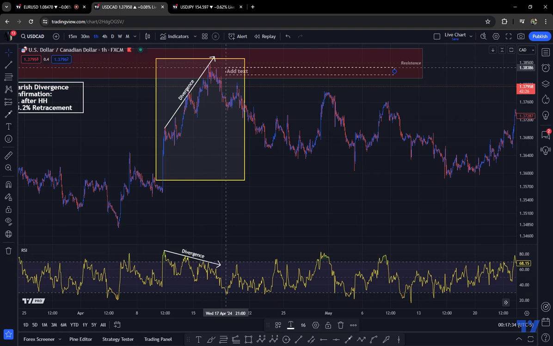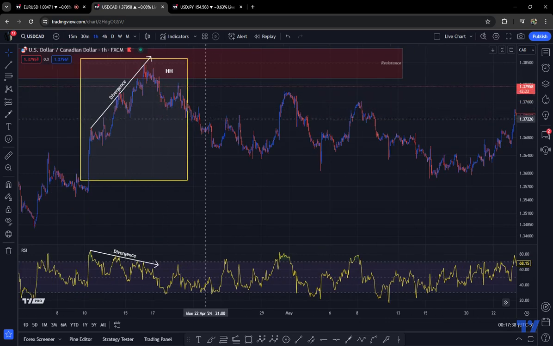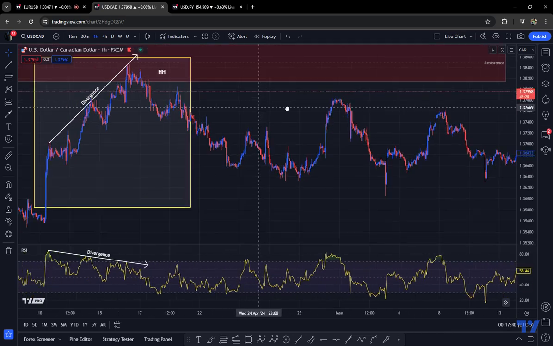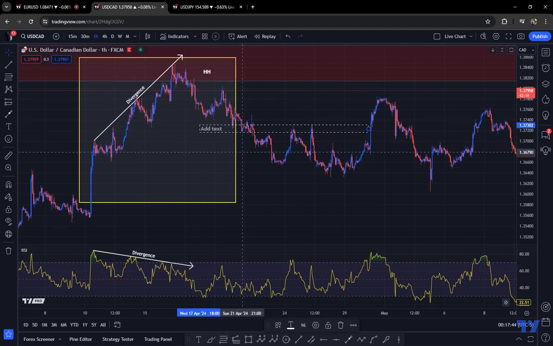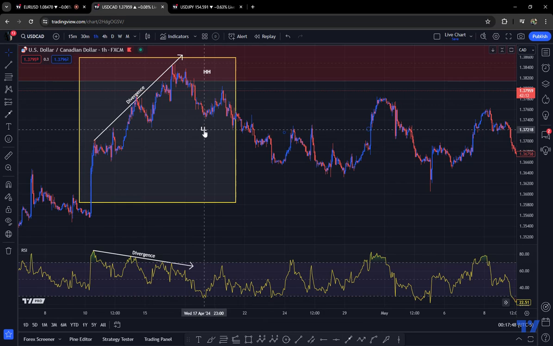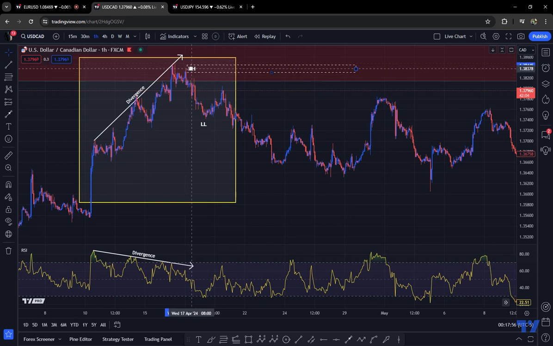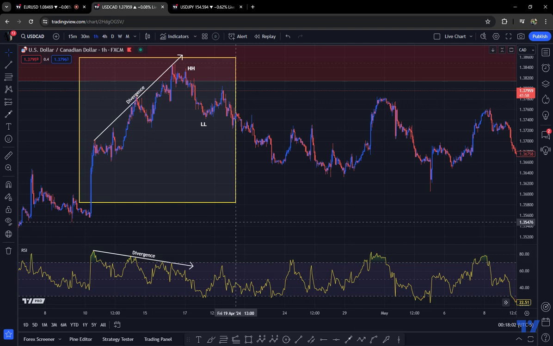So going from a higher high, we can see that price gives us a lower low, based off of our previous low. Now, two, there's our break of structure. Three, the change of momentum.